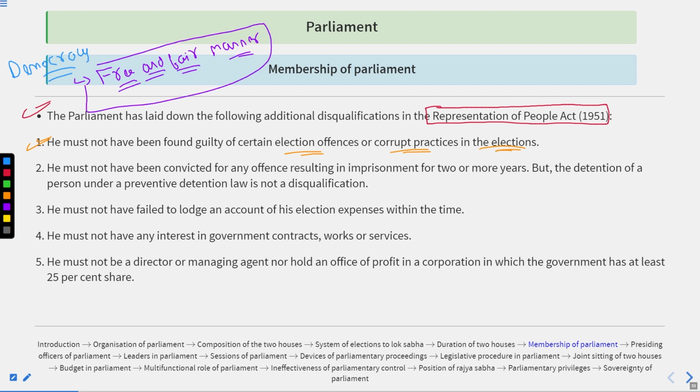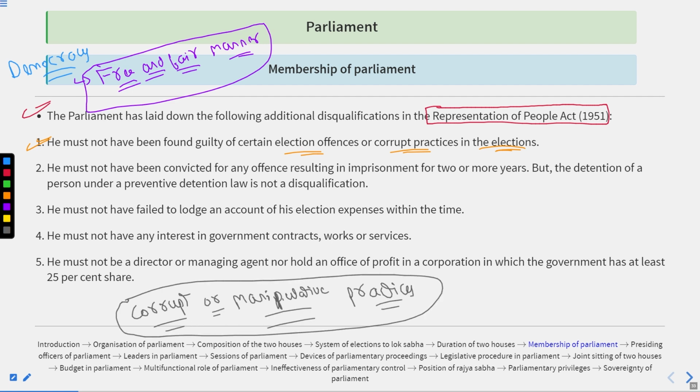Okay. So, if the person who got elected to the parliament was later found to have adopted some corrupt and manipulative practices to get the votes, then this will be considered an election offense, and the person, if found guilty, will be disqualified.